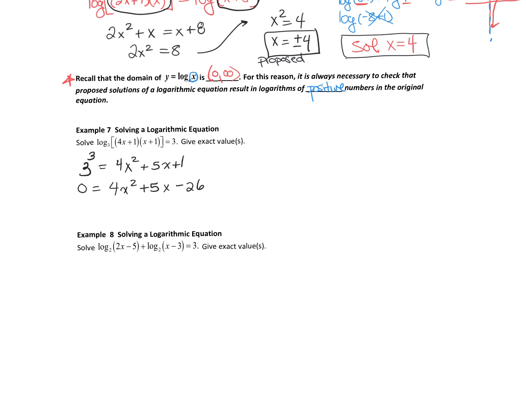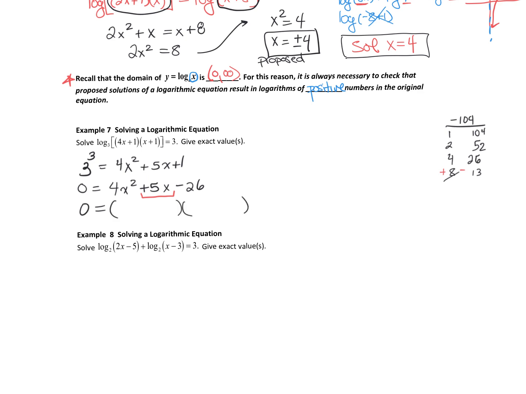Now I want to solve this. 4 times negative 26 is going to give me negative 104. And I'm looking for numbers that multiply to negative 104 that add to 5. So here I've made a list of factors of 104, and I want it to be negative, and I can see that if I add positive 8 and negative 13, I will get that. So this does factor.